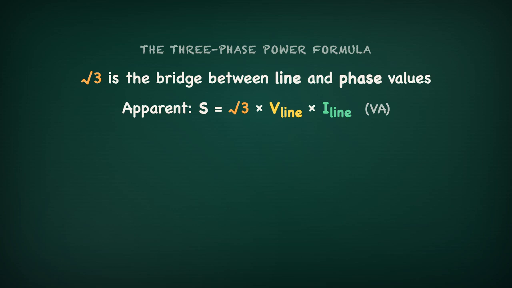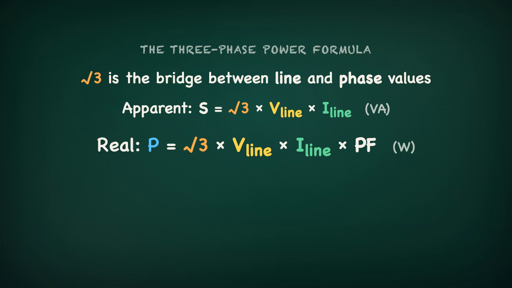Apparent power S equals root 3 times line voltage times line current. That's in VA. And for real power, the watts that actually do work, you multiply by the power factor. P equals root 3 times line voltage times line current times power factor. That's the three-phase power formula.